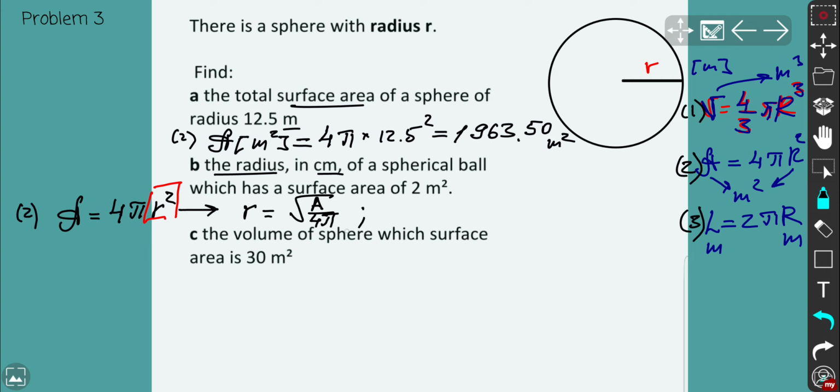Now what are you going to do? You need to have centimeters, that's the unit for radius. However, surface area is in meters.